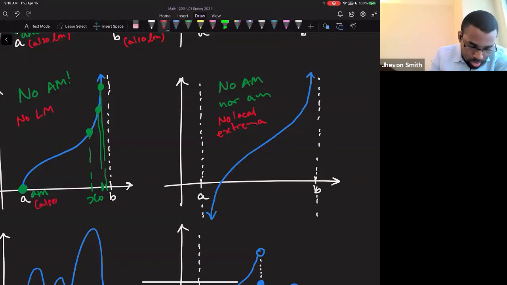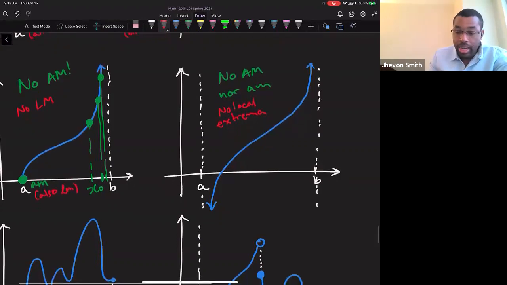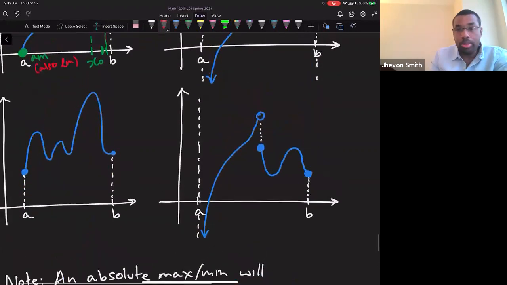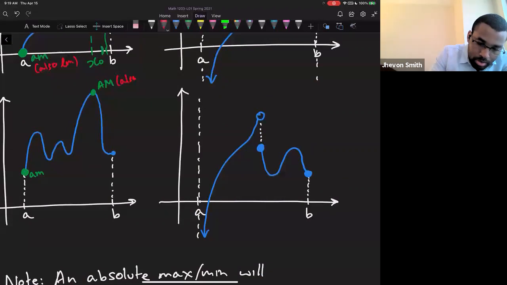It's also a local min. This one has no extrema whatsoever. No local max, no local min. Okay, no absolute max, no absolute min. You look at this problem, and you can identify this part here as your absolute min. You can identify this part here as your absolute max. It's also a local max. And this guy is, of course, also a local min.